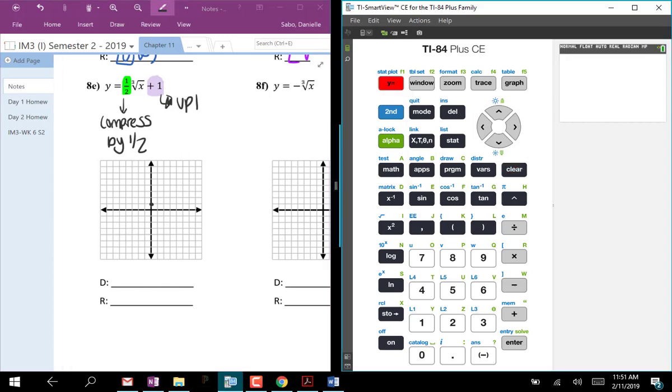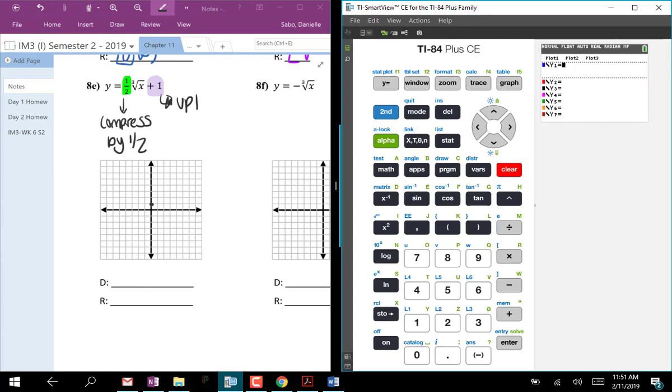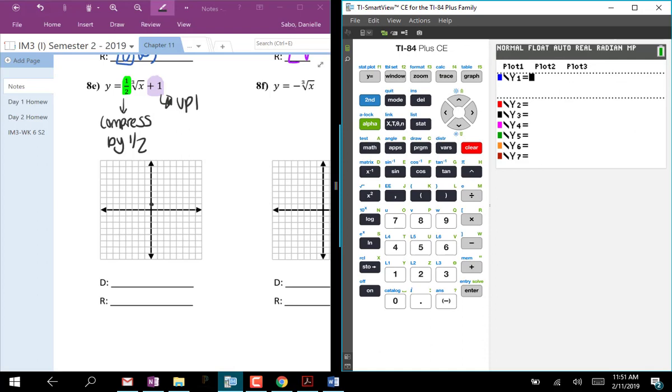So let's go to y equals. And let's clear it out. Clear, clear, clear. You probably can't see that very well. Okay, here's how you get that cube root. Press, well, let's do the 1/2 first. 1 divided by 2. Sorry.